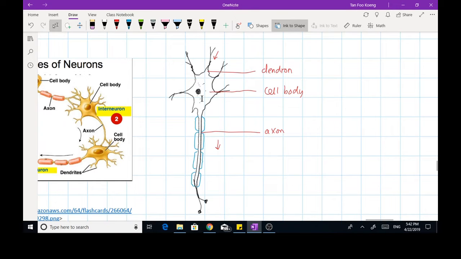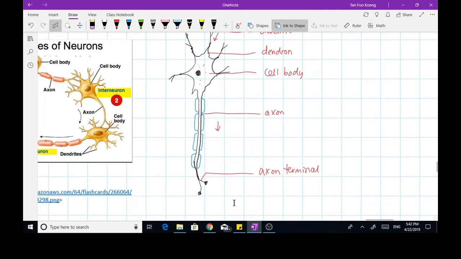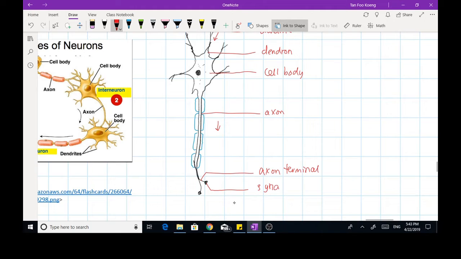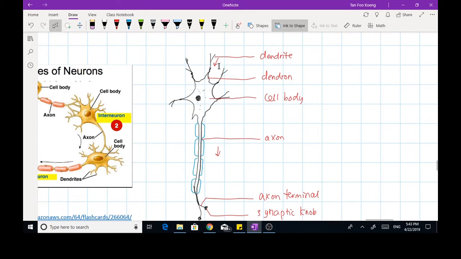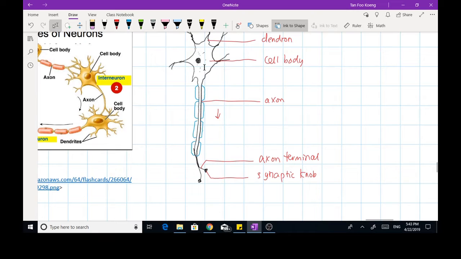A smaller dendron is known as a dendrite. A smaller axon is known as an axon terminal. And at the end of the axon terminal, we will be able to see a knob-shaped structure, which is known as the synaptic knob. Now the red arrows here represent the direction of the transmission of nerve impulses. So it is from the dendrite to the dendron to the cell body before the impulse is transmitted through the axon terminal until the synaptic knob.